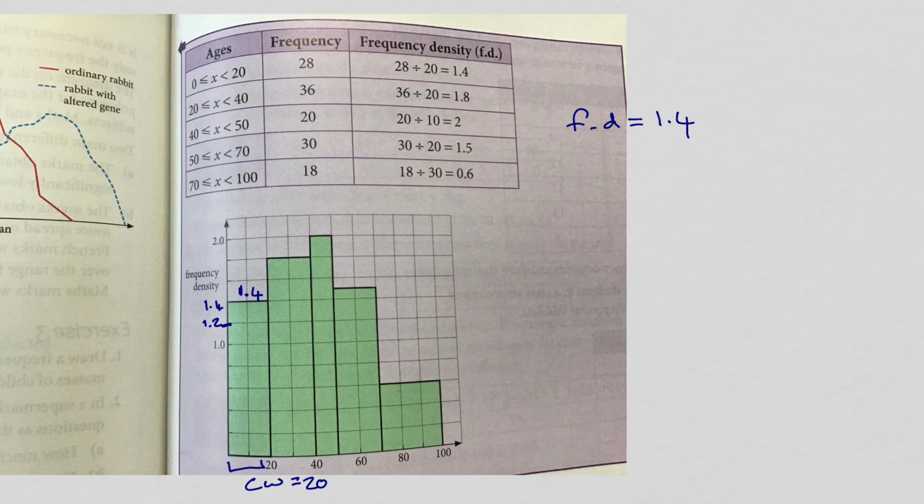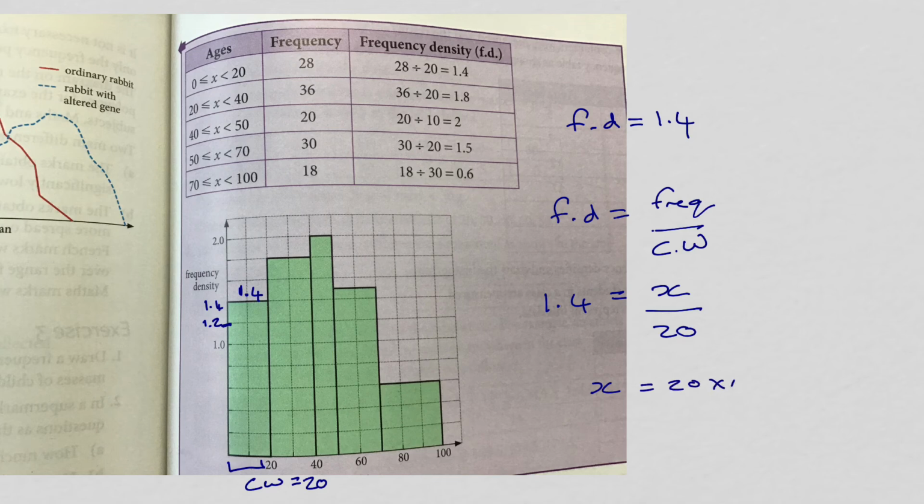And if I want to find, frequency density is frequency over class width. So I've got my frequency density, which is 1.4. I want my frequency. My class width is 20. And so x is equal to 20 times 1.4. Not exactly difficult stuff. And your frequency is actually 28. Do you see that?